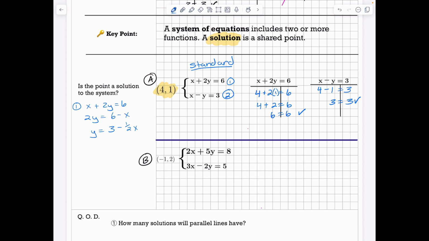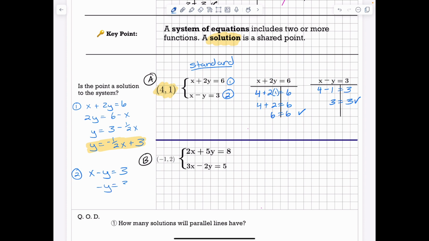You can put it in Desmos just like this. As long as you have y is equal to blah, blah, blah, Desmos is fine with that. Slope-intercept form, the proper slope-intercept form, you're going to write it like this. For the second line, I'll write that out real quick. X minus y is equal to 3. This one's a little more straightforward.